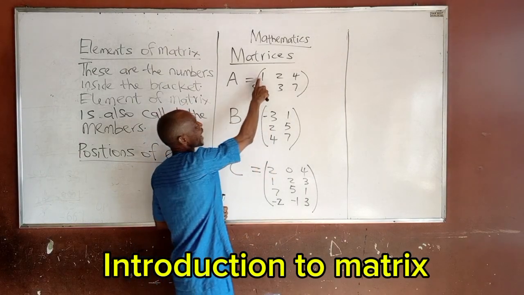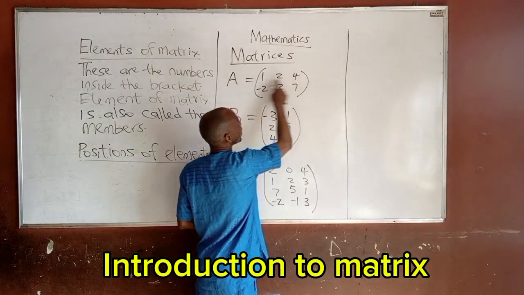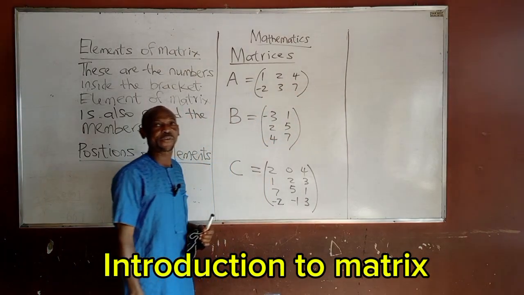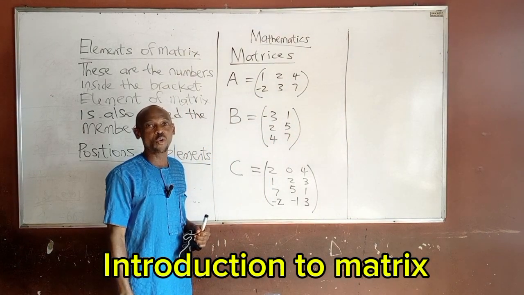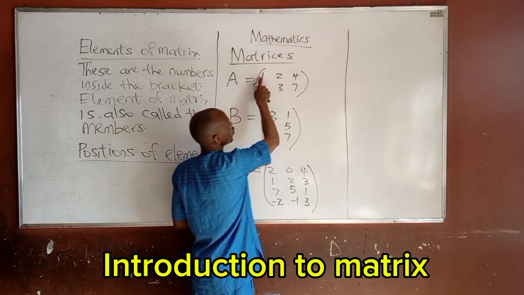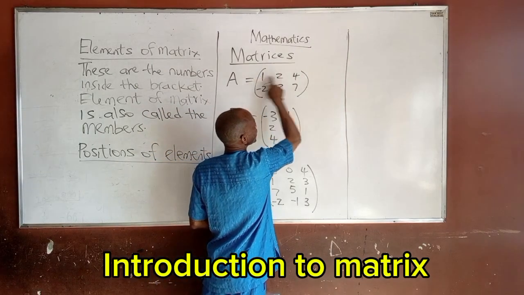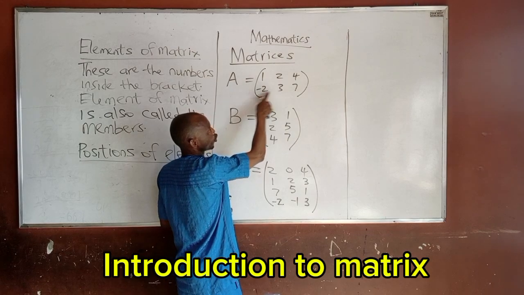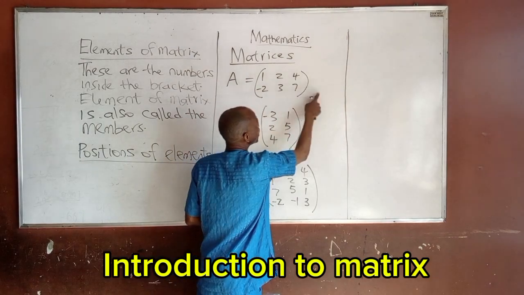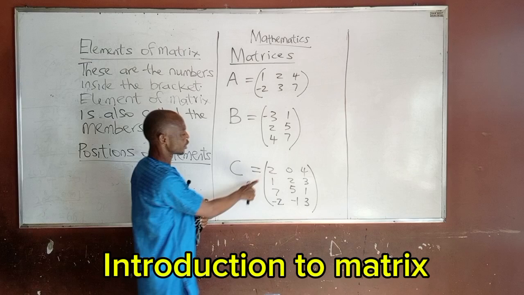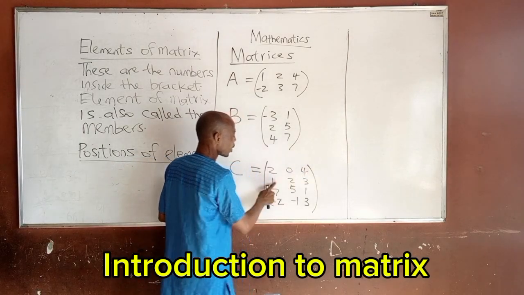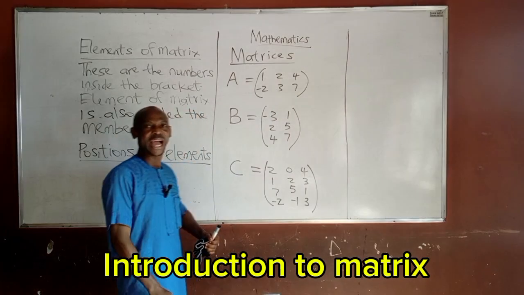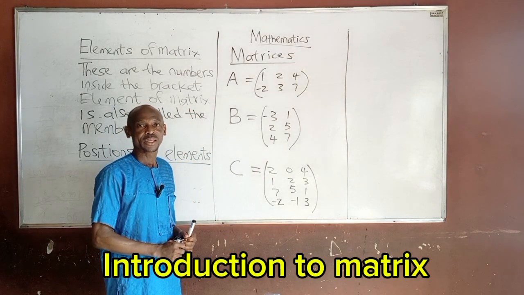Now, we are going to learn another thing concerning matrices, the position of the elements. All the numbers along the horizontal are referred to as a row. So this row, 1, 2, and 4, is the first row. The second row here is minus 2, 3, and 7. In matrix C, this is the first row, the second row, the third row, and the fourth row. So we have 4 rows there.